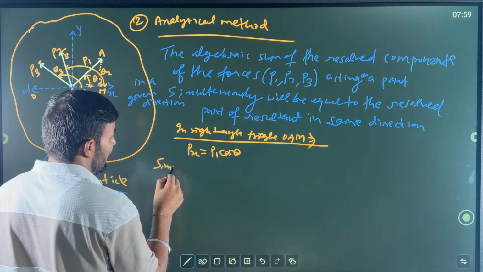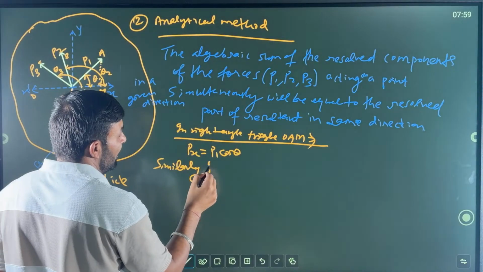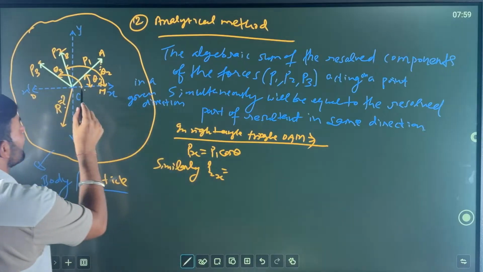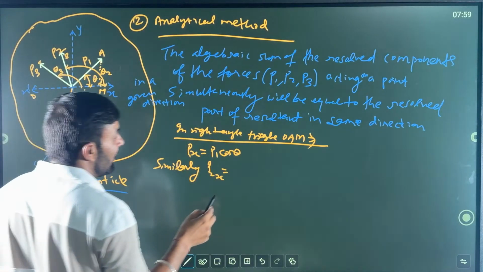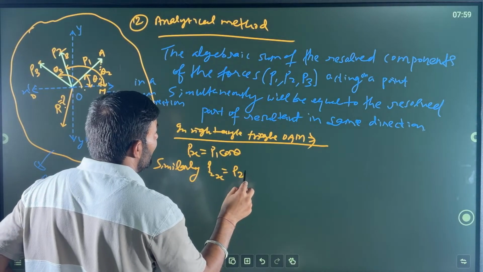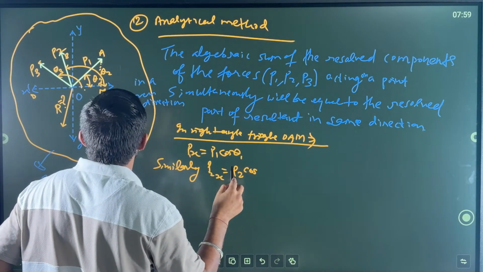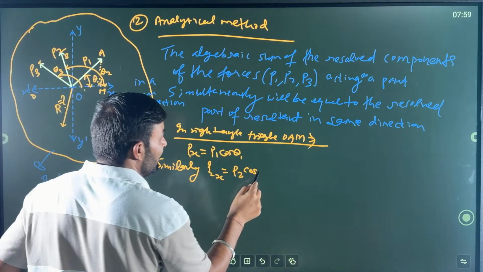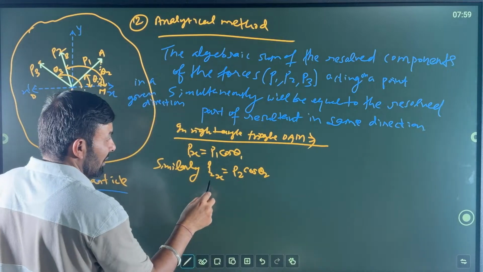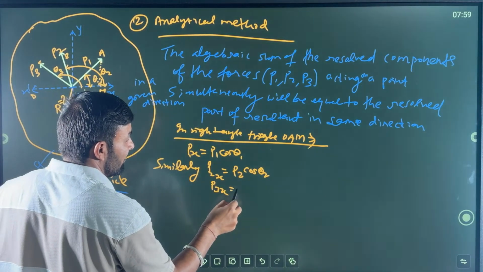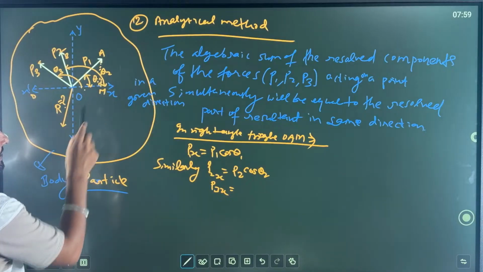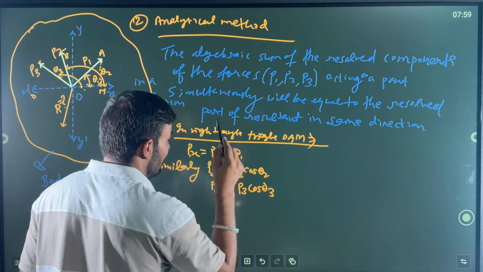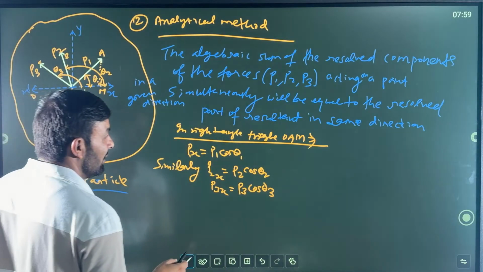Similarly, P1x, my dear friend, then P2x, my dear friends. When you take it, very important, that will be equal to P2 cos theta 2. This is theta 1, so be careful, my dear friends. Like P3x, the component of P3 along the x direction, that is P3 cos theta 3. Okay.